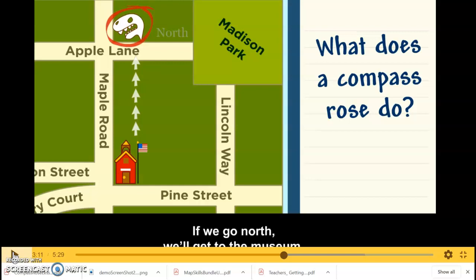All right, boys and girls, this is where we need to watch. So this is a good way to use our compass rose to show us where we're going. So if I am at the school and I travel north, notice the arrow's going north, you would run into the museum. If I'm at the school and I need to go east, I would walk this way. If I was at the school and I needed to go west, I would go this way. If I was at the school and I needed to go south, I would go down this way.